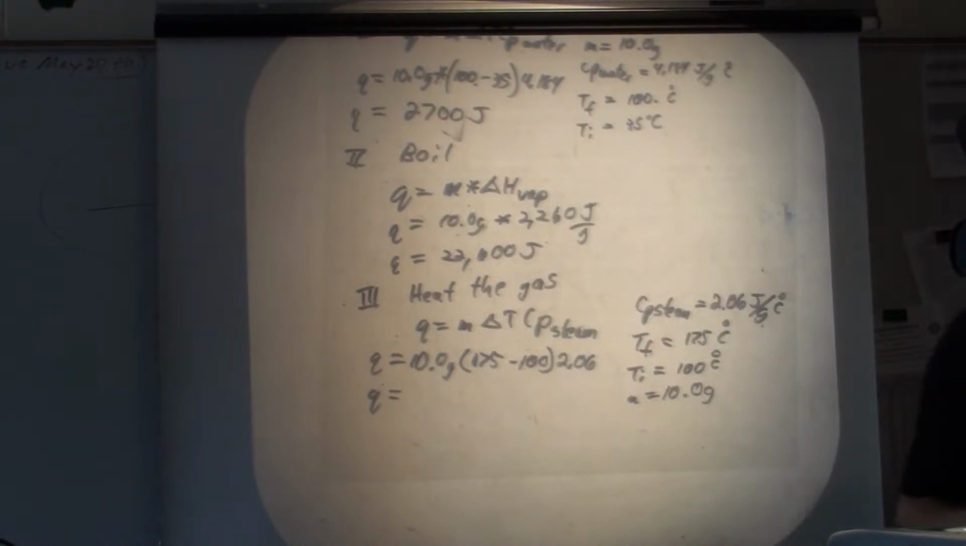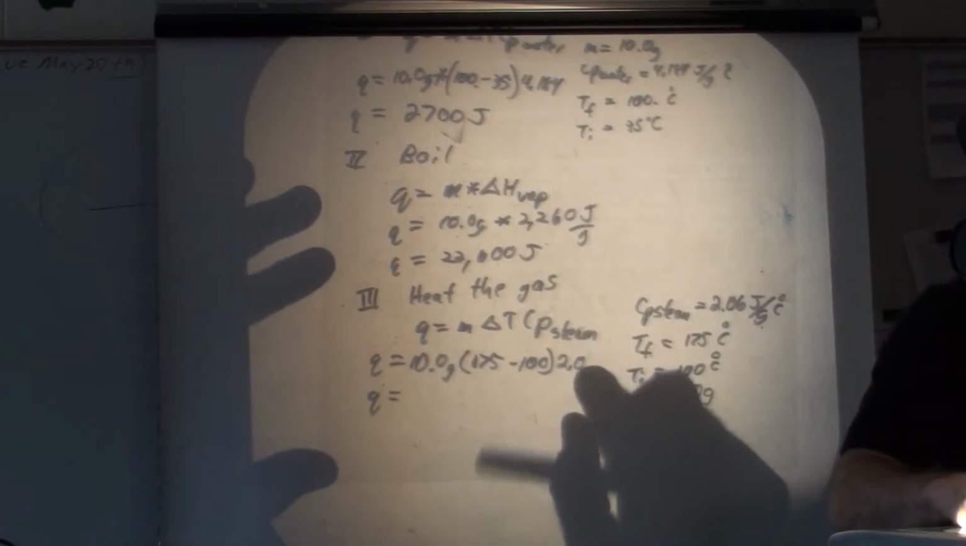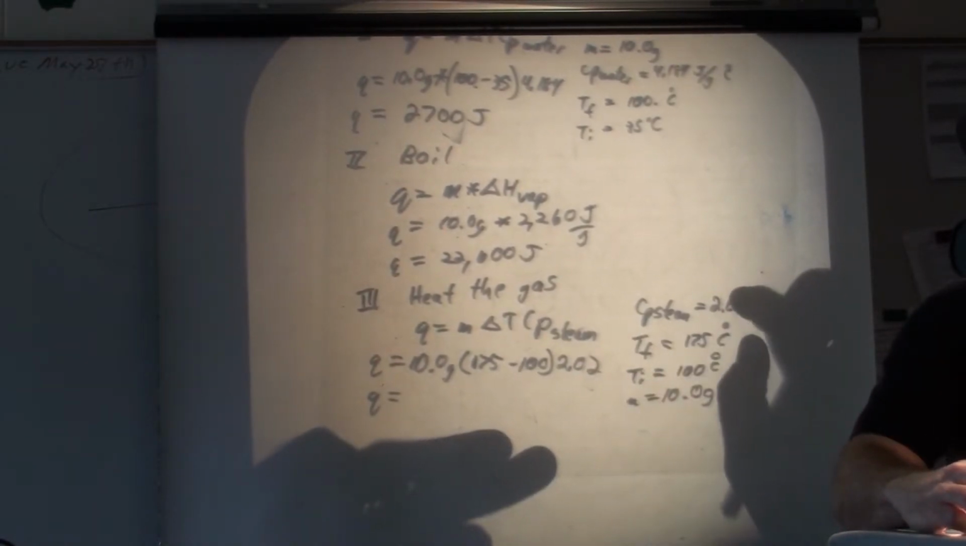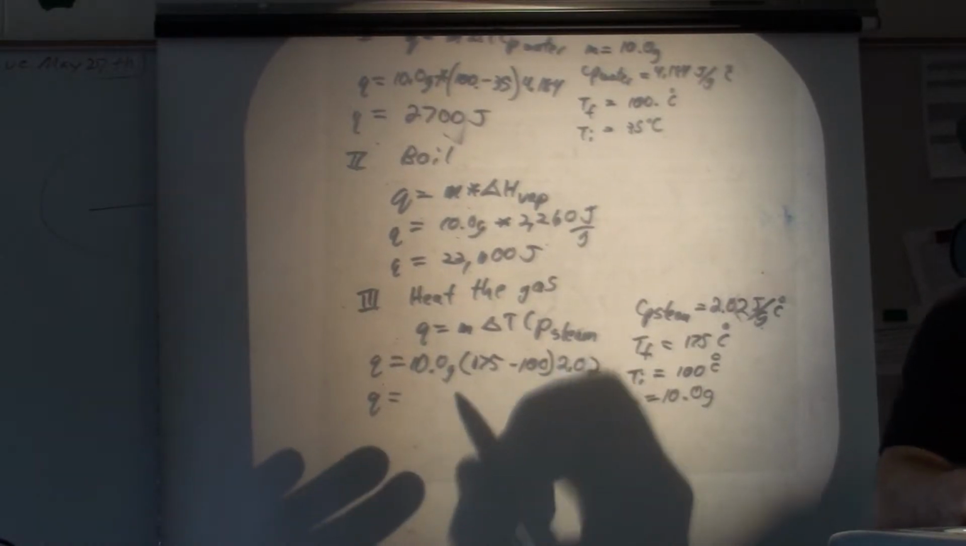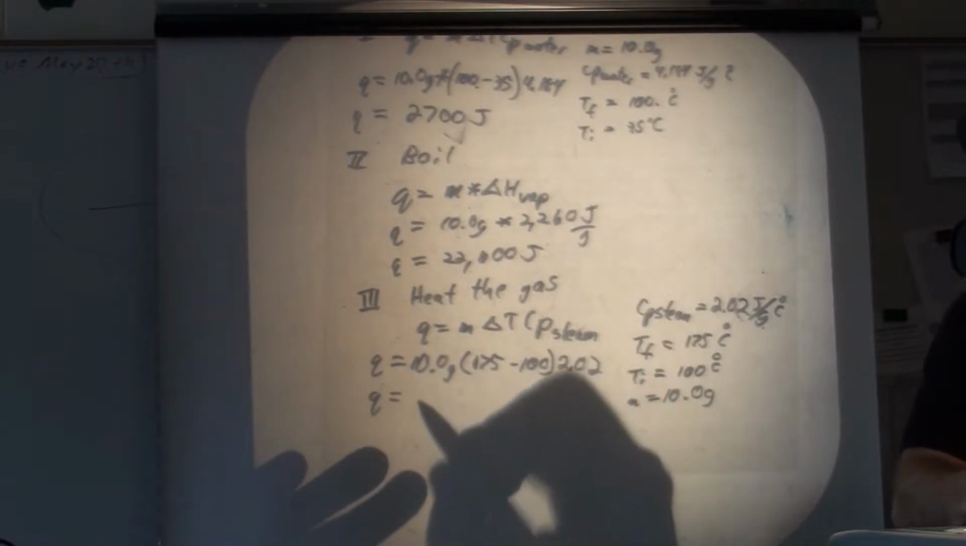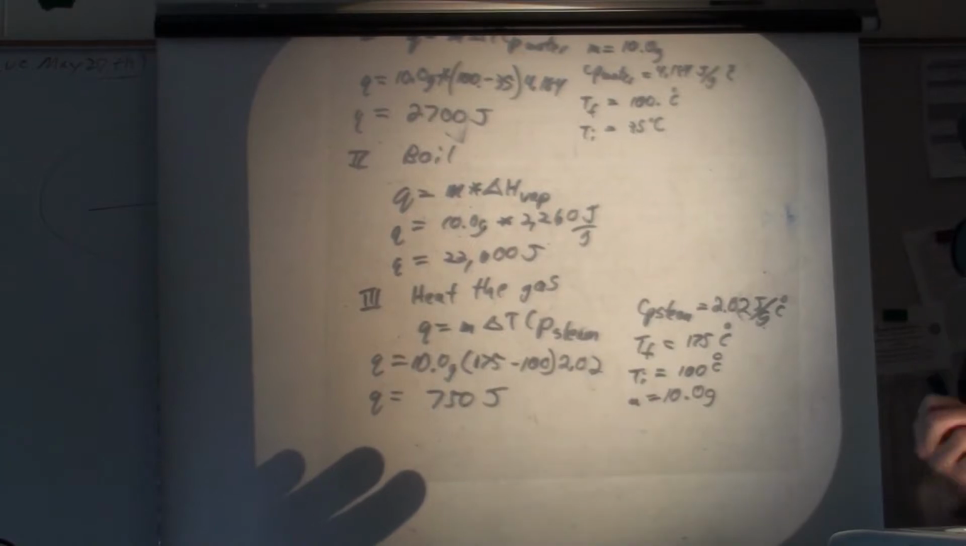Isn't it 2.02 now? Whoops. Yes, you are correct. Don't forget our point. Oh, I won't forget. I'll put those mistakes up there. So this comes out to be, with 2 sig figs, 750 joules.